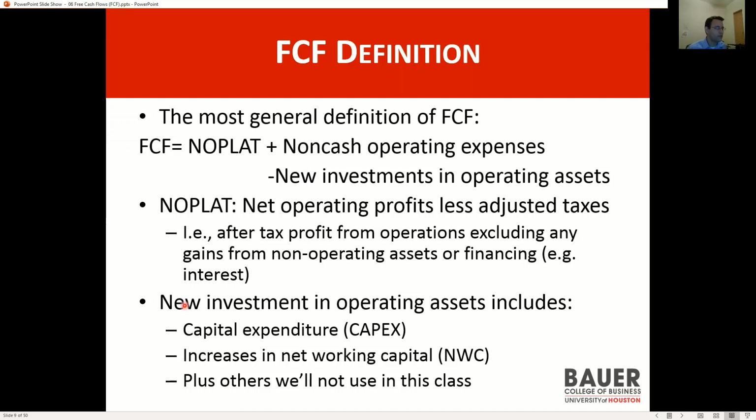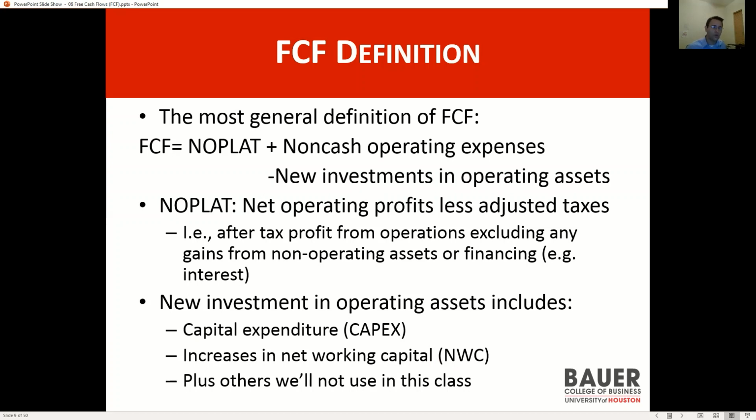What are some new investments? What are some examples of this? We're going to have 2 things that we're interested in, 2 types of investments in the assets. The first is going to be called capital expenditures. These are investments in long-lived assets. Fixed assets, things that are around for a long time, things like plants, property, and equipment. The other kind of investment in the asset would be increases in net working capital.